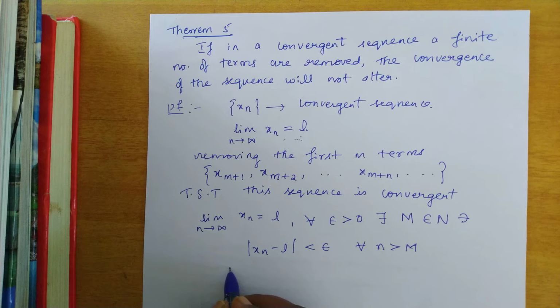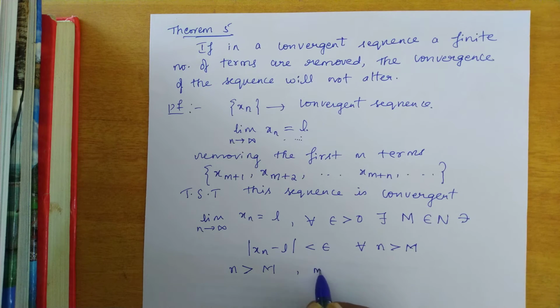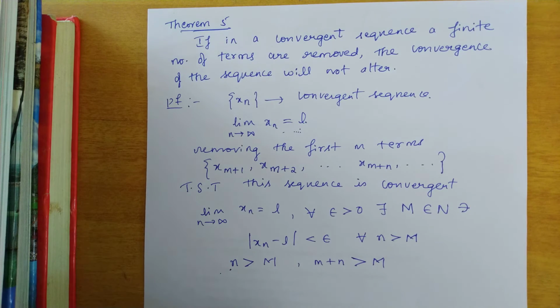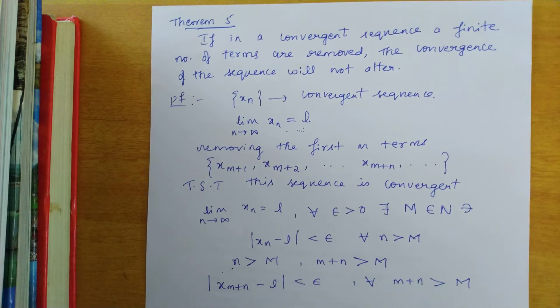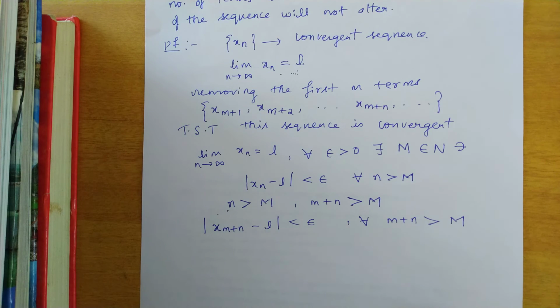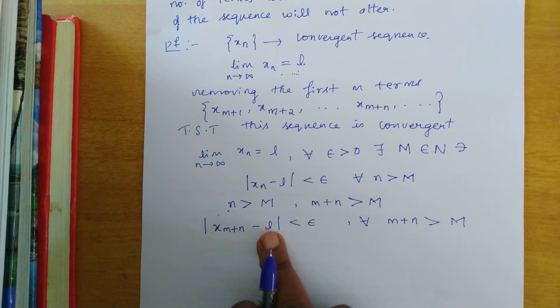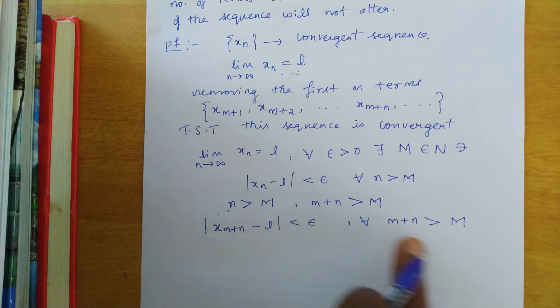Now we know that n is greater than capital M. That means m plus n should also be greater than capital M. Already this is a greater number, and if I add one more thing, of course it is a greater number. Now let me write the modulus for this. What do I get? Modulus of x of m plus n minus L is less than epsilon, for all m plus n greater than capital M. Yes, we agree with this, right? In place of xn, we are taking x of m plus n minus L less than epsilon.